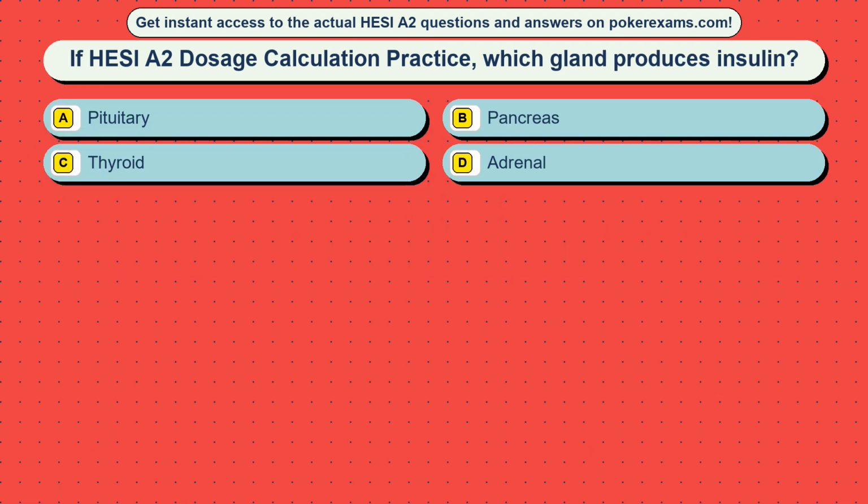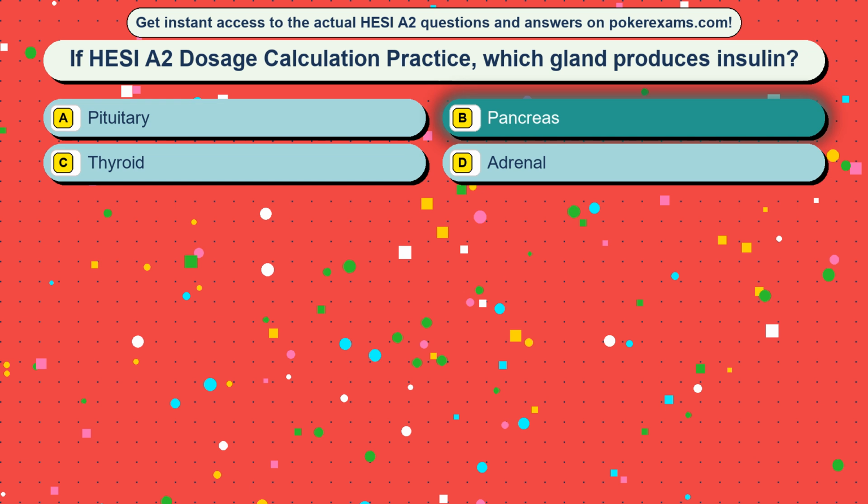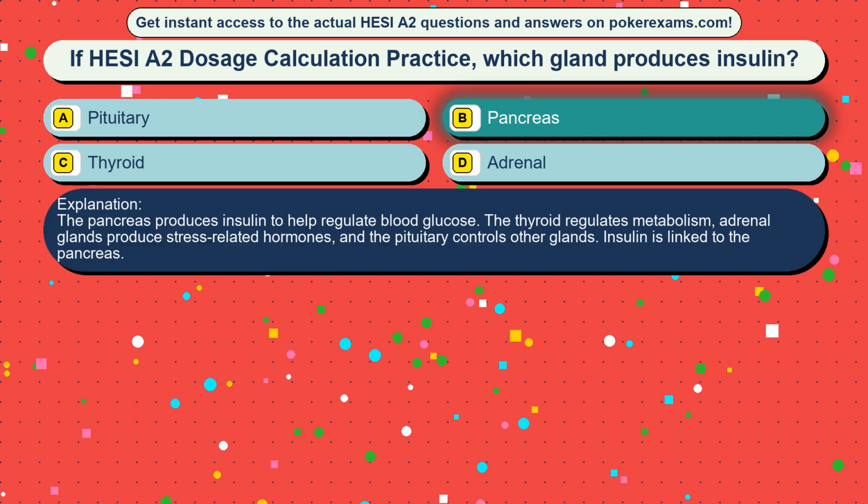Question 40. On HESI A2 dosage calculation practice, which gland produces insulin? Option A, pituitary. Option B, pancreas. Option C, thyroid. Option D, adrenal. The correct answer is option B, pancreas. The pancreas produces insulin to help regulate blood glucose. The thyroid regulates metabolism, adrenal glands produce stress-related hormones, and the pituitary controls other glands. Insulin is linked to the pancreas.